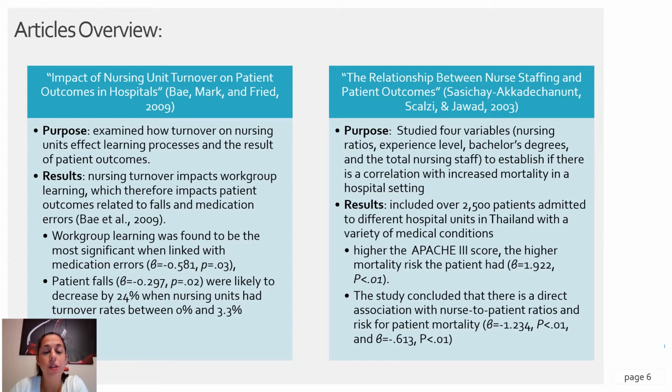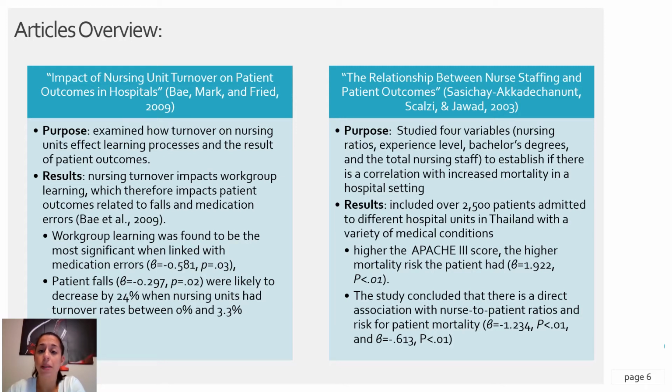Article overview. So the first article's purpose was to examine how turnover on nursing units affects learning processes and the patient outcomes. Results included nursing turnover impacted work group learning, which therefore impacted patient outcomes related to falls and medication errors. Work group learning was found to be the most significant when linked with the medication errors. And patient falls were likely to decrease by 24% when nursing units had turnover rates between 0 and 3.3%.